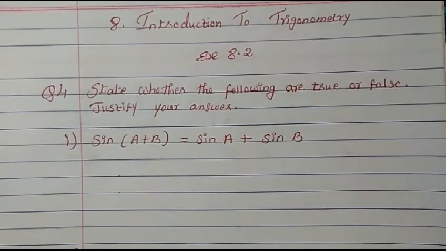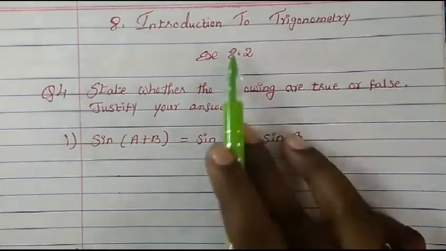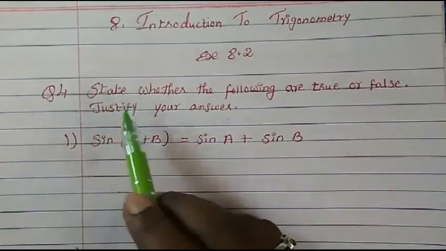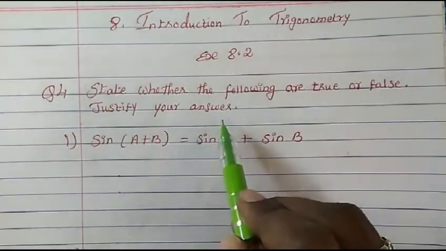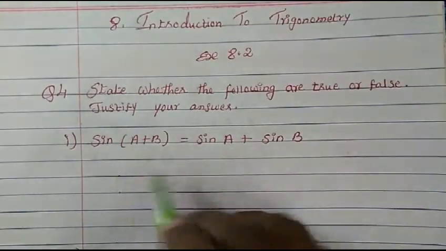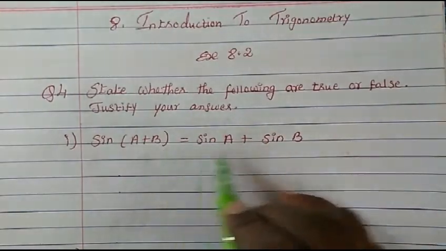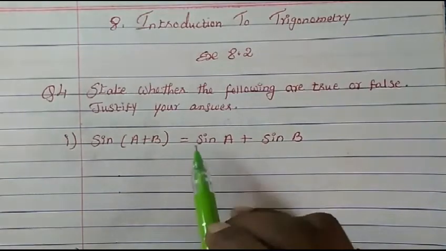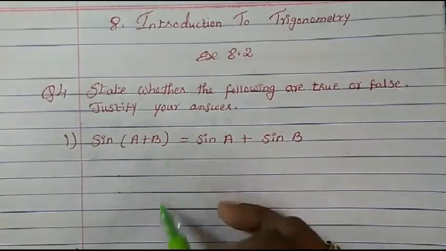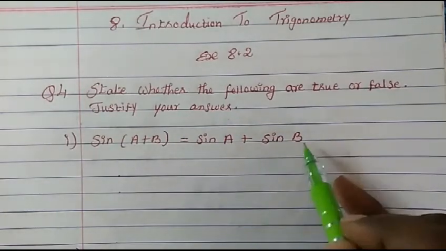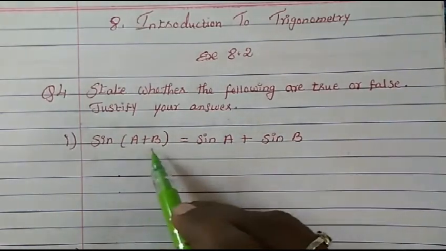Today we are going to study chapter 8 Introduction to Trigonometry exercise 8.2 question 4. State whether the following are true or false. Justify your answer. So we have to state whether the statement that is given to us is true or false. For that we have to justify your answer. That means we have to solve and say whether it is true or false. So let us see now.